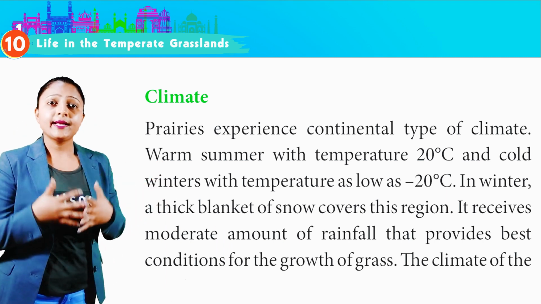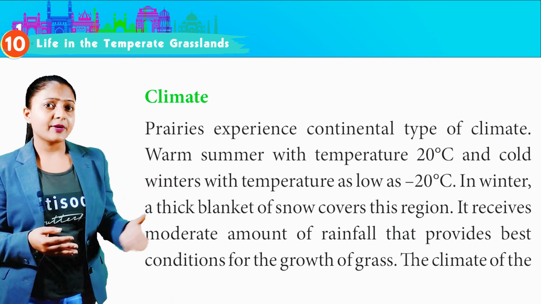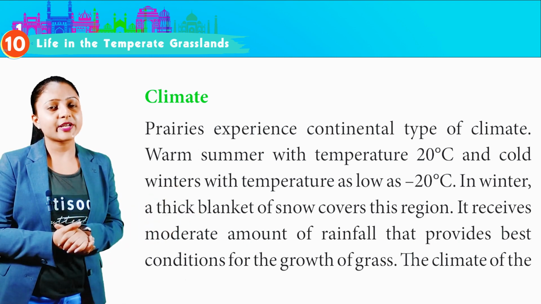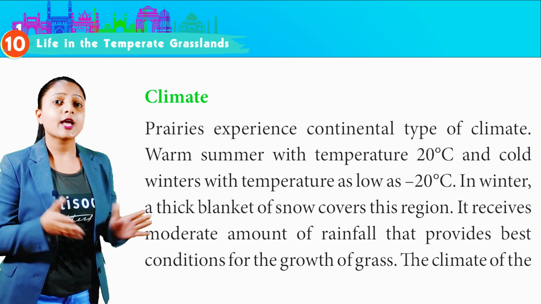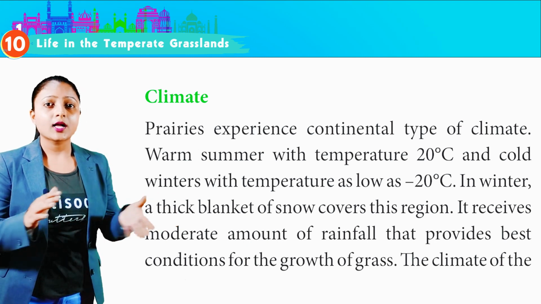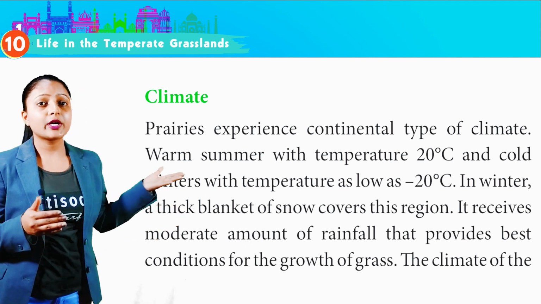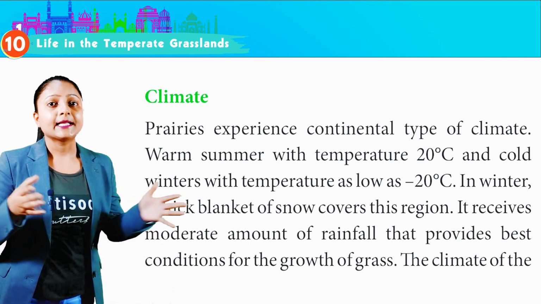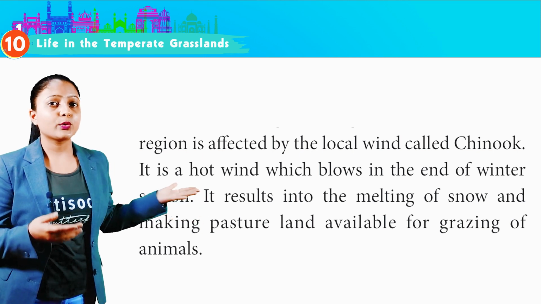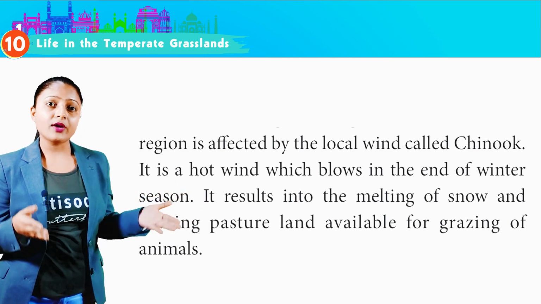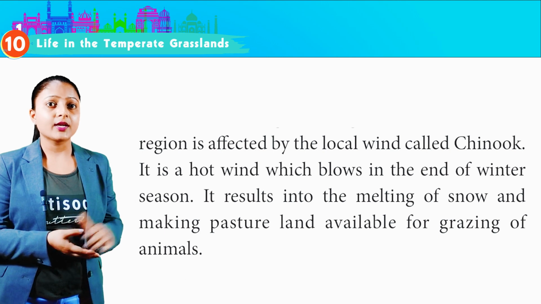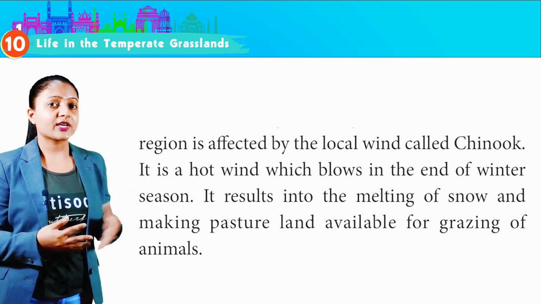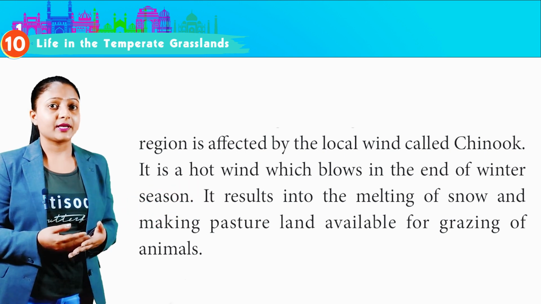Climate. Prairies experience continental type of climate, warm summer with temperature 20 degrees Celsius and cold winters with temperature as low as minus 20 degrees Celsius. In winter, a thick blanket of snow covers this region. It receives moderate amount of rainfall that provides best conditions for the growth of grass. The climate of the region is affected by the local wind called Chinook. It is a hot wind which blows in the end of the winter season. It results into the melting of snow and making pasture land available for grazing of animal.